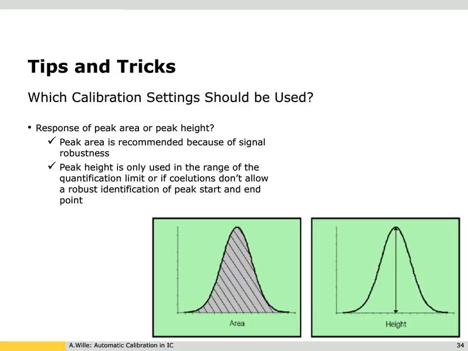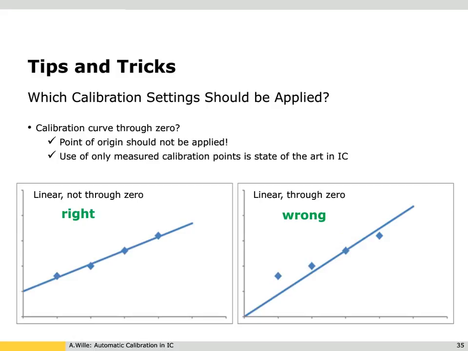Should I go through with my calibration settings? No, the point of origin should not be applied. Use only measured calibration points in ion chromatography. You see on the right side how uncertain, or how wrong, your results could be if you force the calibration curve through 0. On the right side, you see it is a better fit. Nevertheless, you have here an intercept on the axis.